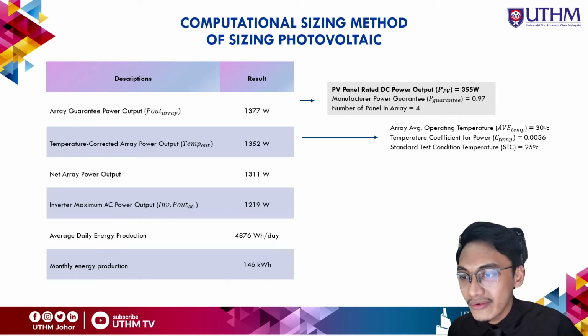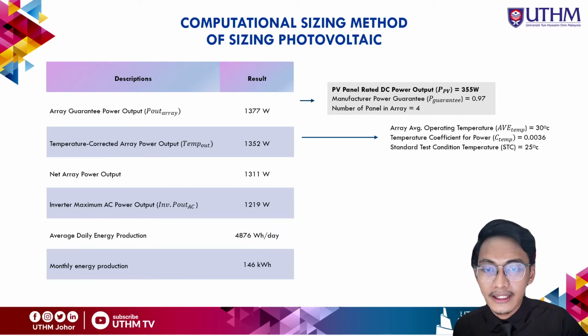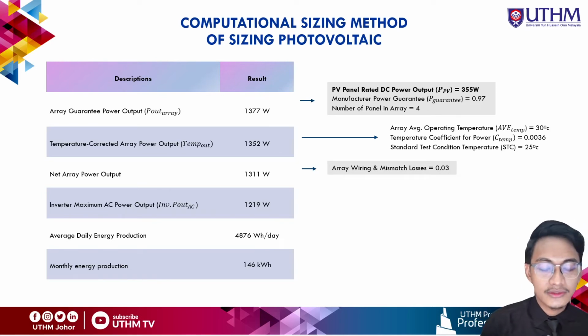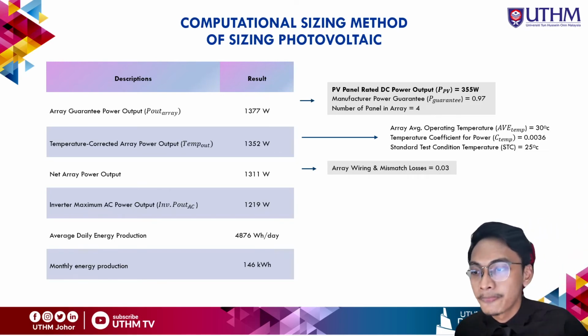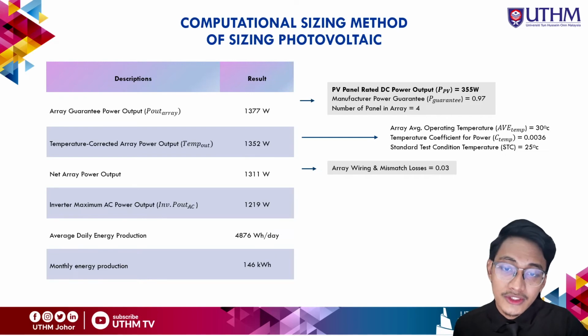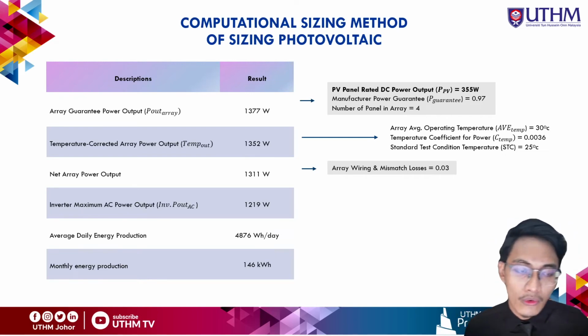For the temperature-corrected array power output, I achieved 1352 watts, with an array average temperature of 30 Celsius, a temperature coefficient for power of 0.0036, and STC of 25 Celsius. For the net array power output, I got 1311 watts because of the array wiring and mismatch losses of 0.03. For the inverter maximum AC power output, I achieved 1219 watts.